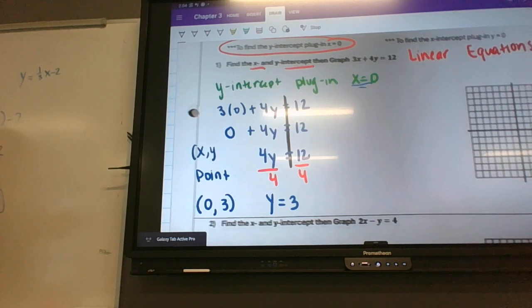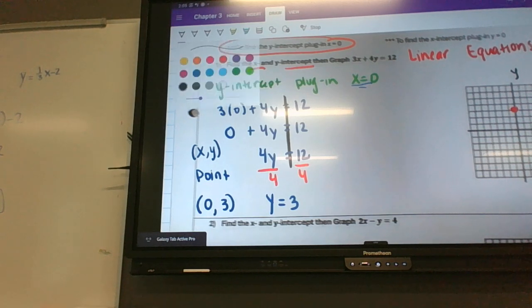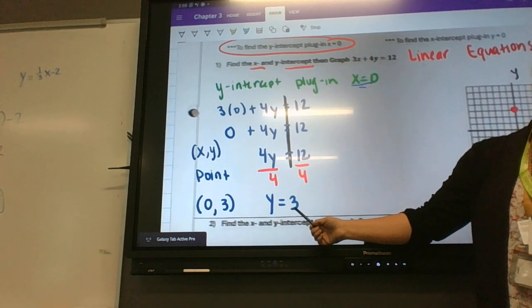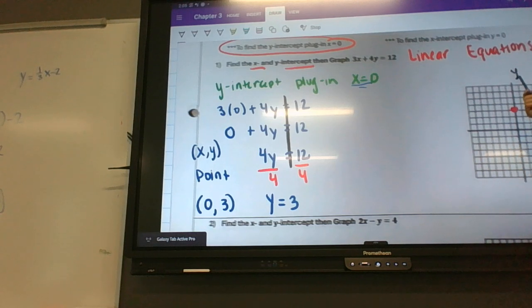We're talking x and y ordered pairs. So go ahead to that little mini graph and put a point at 0, 3. That's our first ordered pair. Did you get y? Go right here to the y-axis and put a dot at 3. We're going to do that again, but this time we're going to find the x-intercept.